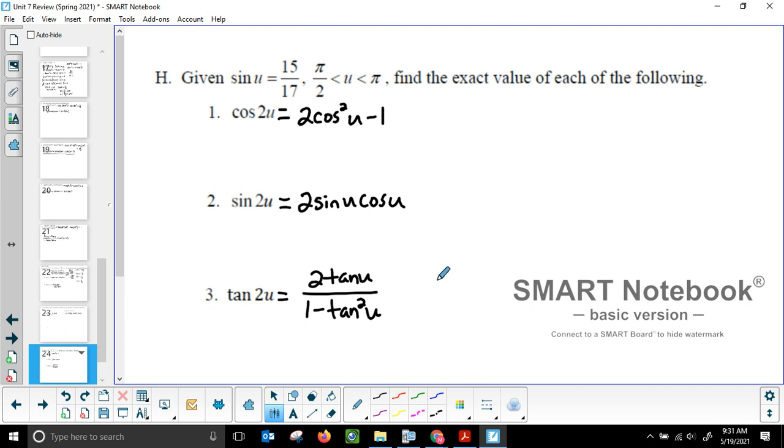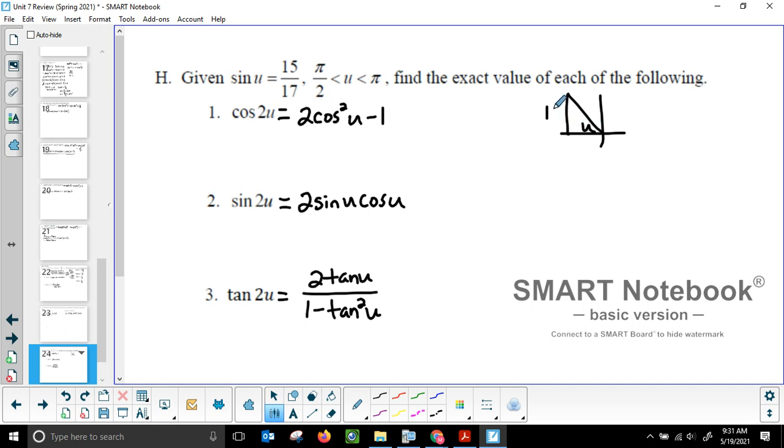They'll all be given to you on our formula sheet. All right, but we need to find sine u, cosine u, and tangent u. Of course, we're given sine of u. All right, so now we just have to do, it tells us that our angle is between pi over 2 and pi. So we are in the second quadrant.